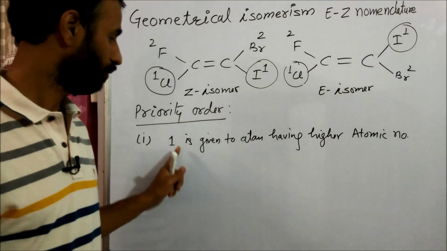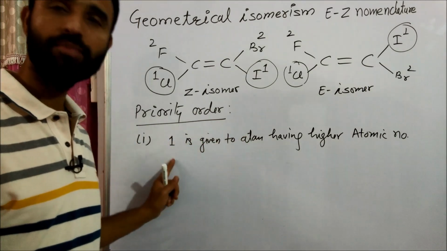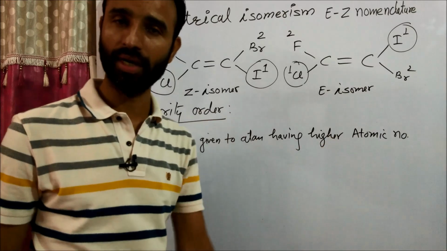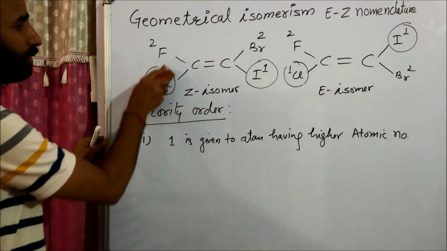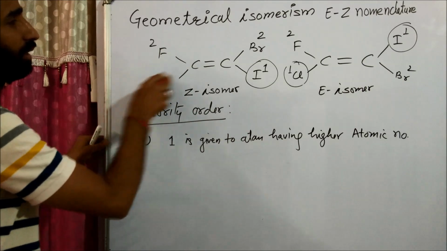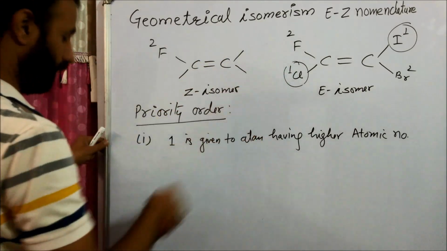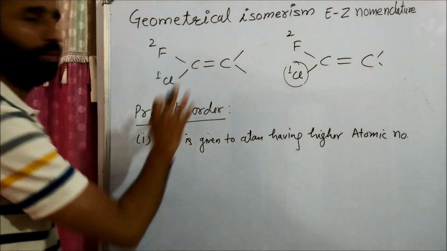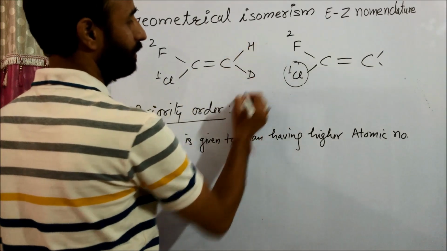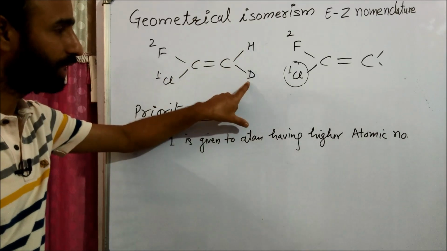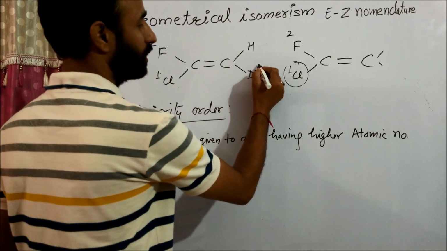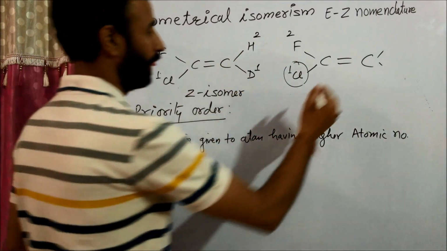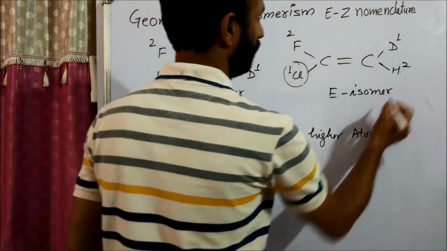So the first rule is that higher priority is given to the atom having higher atomic number. What if both the atoms on the same side are the same element with different mass number, meaning isotopes? Keep fluorine, chlorine. It is H and then D. Both are isotopes of hydrogen, but deuterium has higher mass. Then deuterium gets number 1, hydrogen gets number 2. Again Z isomer. And what if it is D, H? E isomer.